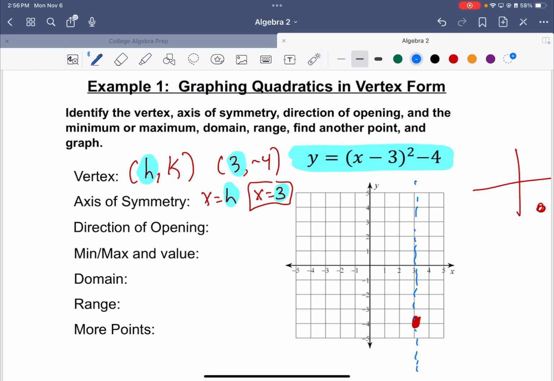Direction of opening. For direction of opening, we look out front of the parentheses. If it's positive, it goes up. If it's negative, it goes down. So this is positive, so it's going to go up. I'm just sketching my graph. So direction, this is going to go up.